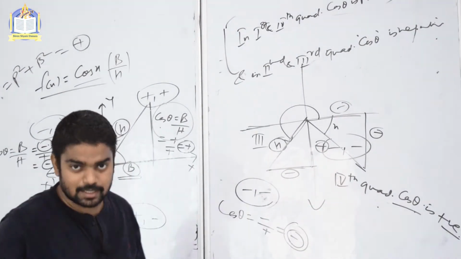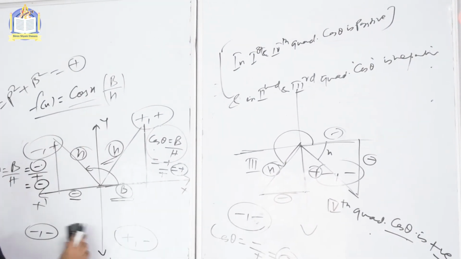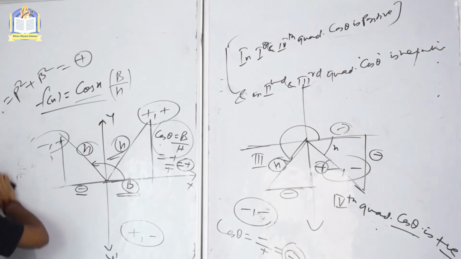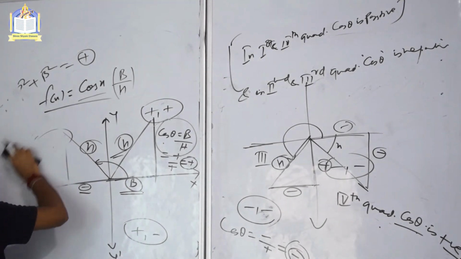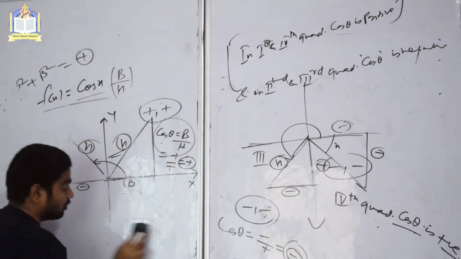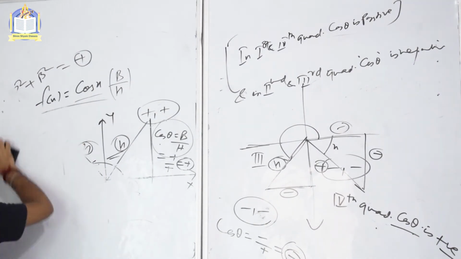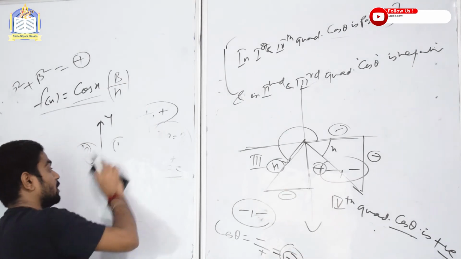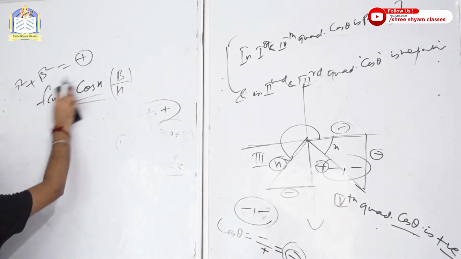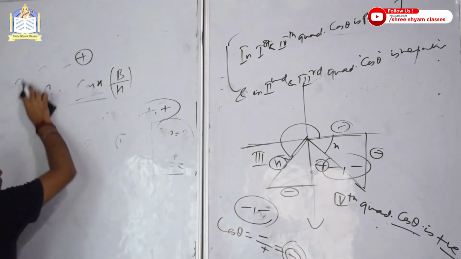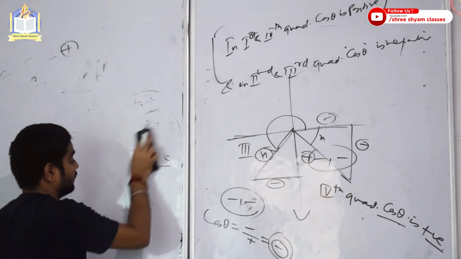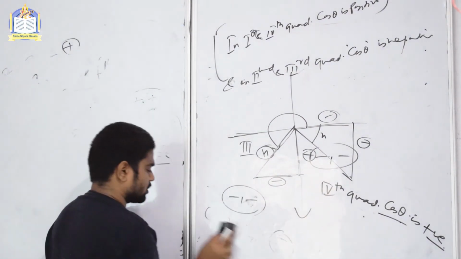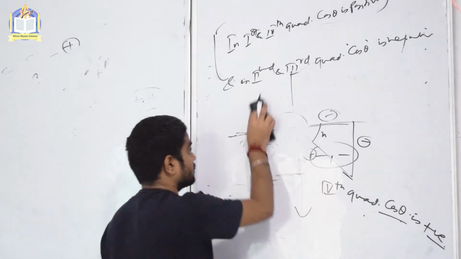Okay, so let us discuss some questions related to this. In the first and fourth quadrant cos theta is positive, but in the second and third quadrant cos theta is negative. This is a very useful concept, right? This concept is very powerful. So before proceeding further, let's do some basic questions regarding this.